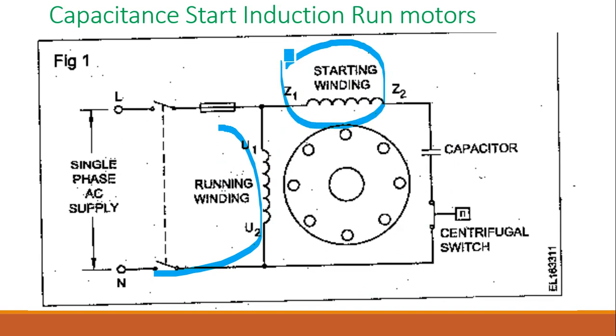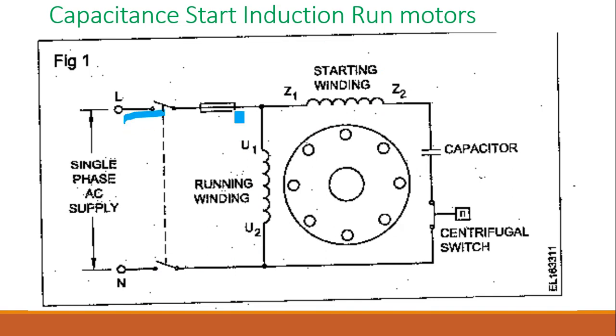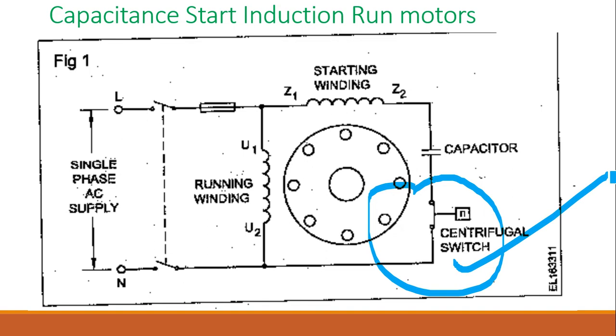What is the difference? The running winding will be permanently connected to the supply when switched on. Okay, this is permanently connected in parallel with the supply, and you can see the starting winding is available, and a capacitor is connected to that and to the centrifugal switch and the supply back to the neutral. So this starting winding will be in the supply if the centrifugal switch is on. You know, the centrifugal switch will be opened after attaining 75% of rated speed. What is the function of the centrifugal switch? We already told in video number 2. The centrifugal switch will open up the circuit after attaining 75% of the rated speed.